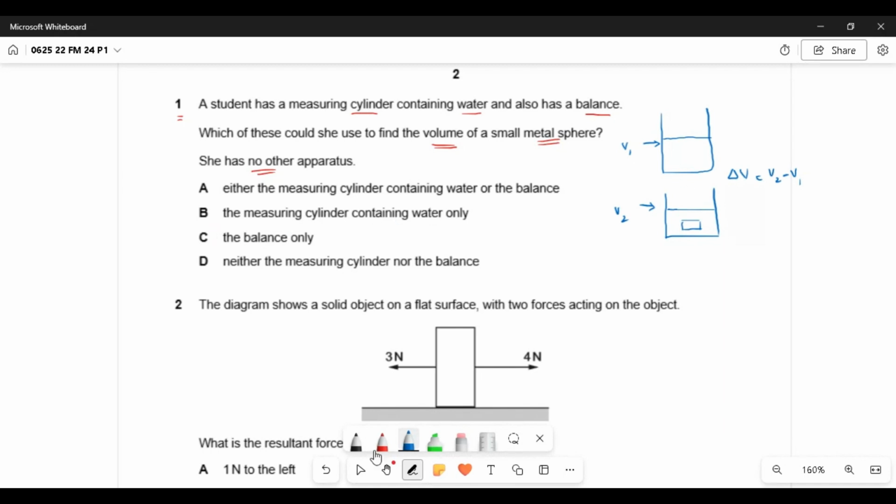So option A says either the measuring cylinder containing water or balance. We don't need the balance here. The measuring cylinder containing water only. Yes, we have this one. The balance isn't required here. Neither the measuring cylinder nor the balance. We need the measuring cylinder, not the balance. So option B is the right option.